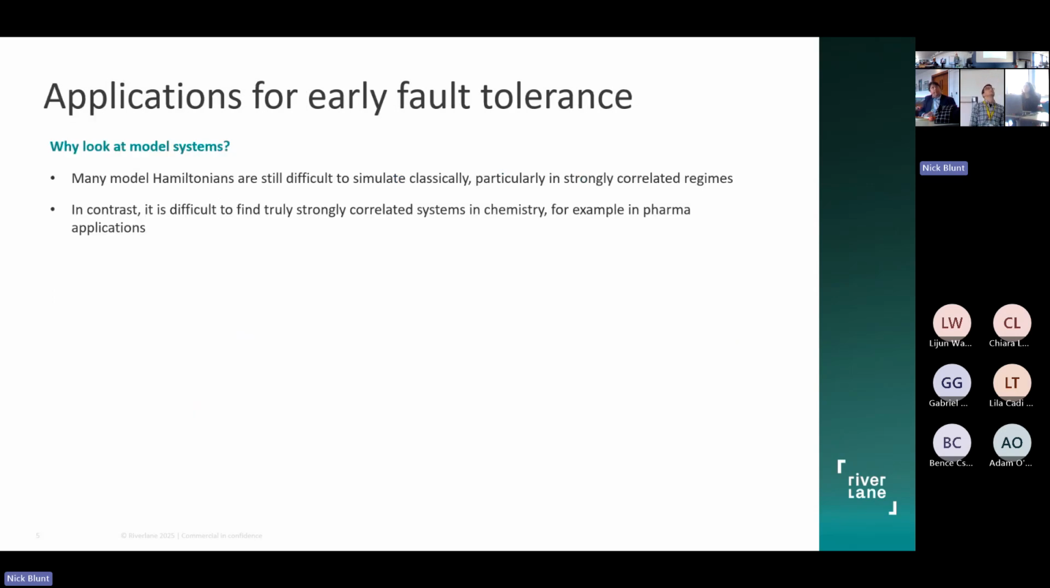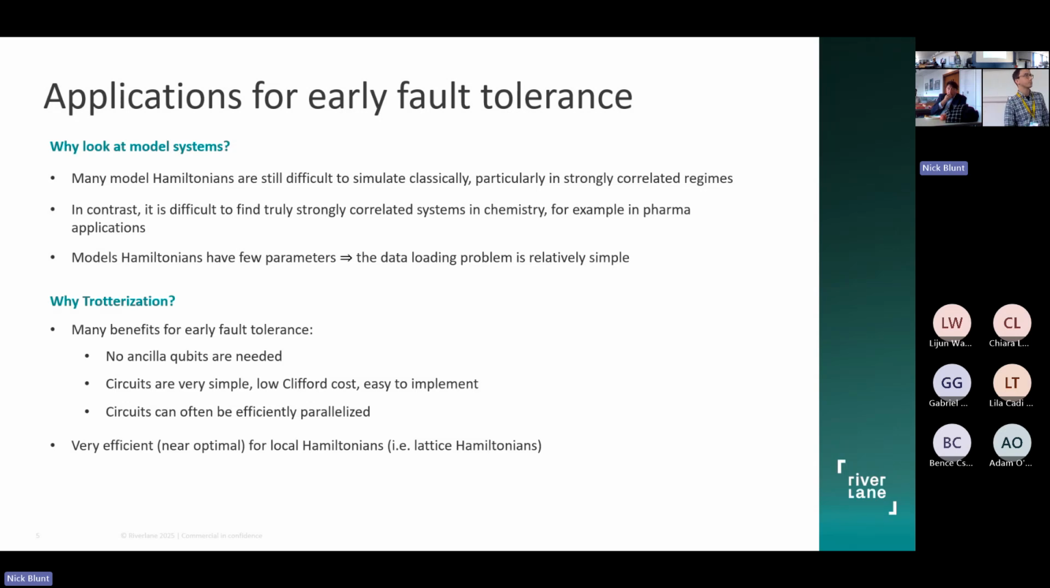So just to give a bit more motivation, why is this sensible to look at for early fault tolerance? Firstly, why look at model systems? Many of these systems are very hard to simulate classically. In something like the Hubbard model, you can control the correlation strength. In contrast, if we look at pharmaceutical applications, for example, it's very difficult to find something which is truly strongly correlated. And this is where we expect a lot of the benefit to be for quantum computers. Quantum computers also have an infamous data loading problem where, in your electronic structure Hamiltonian, you have n to the 4 terms. Just loading these into the quantum computer can be very expensive. For model Hamiltonians, you have very few parameters, and so this is less of a worry.